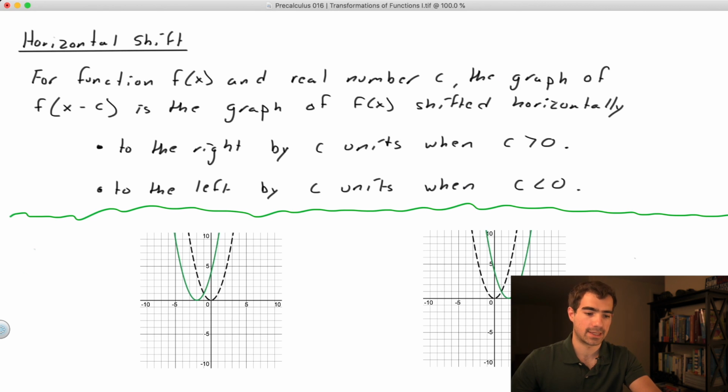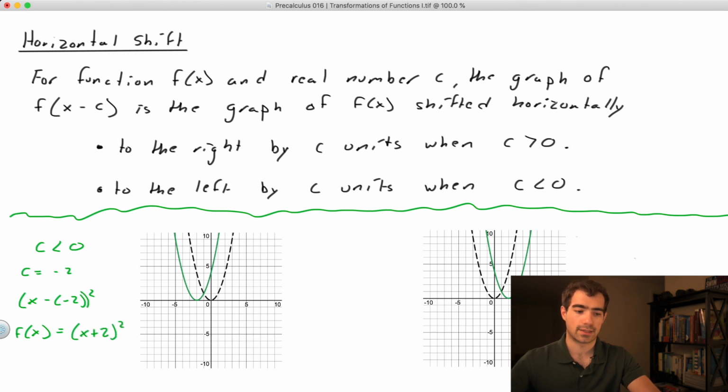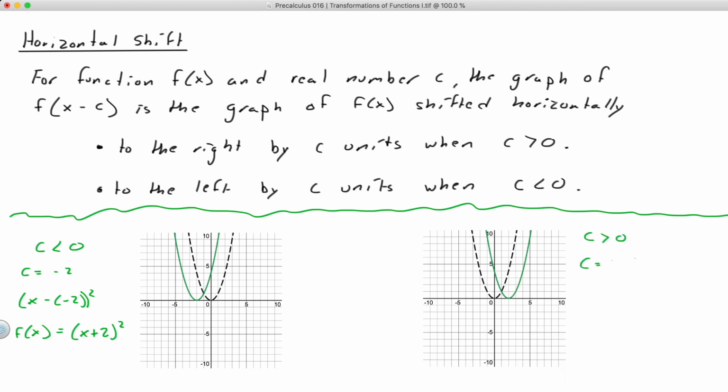And so in other words, in this case on the left, where c is less than 0, specifically c is equal to negative 2, we have x minus negative 2 squared, or in other words, f of x equal to x plus 2 squared. And on the right, we have an instance of c greater than 0, specifically c is equal to positive 2, and so that gives us the function f of x equal to x minus 2 squared, depicted in green here on the graph.